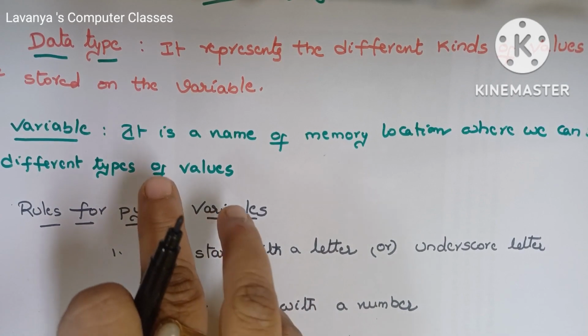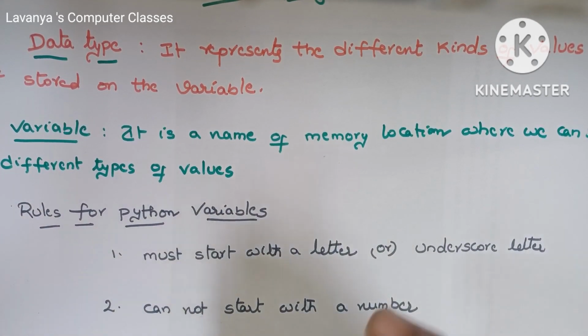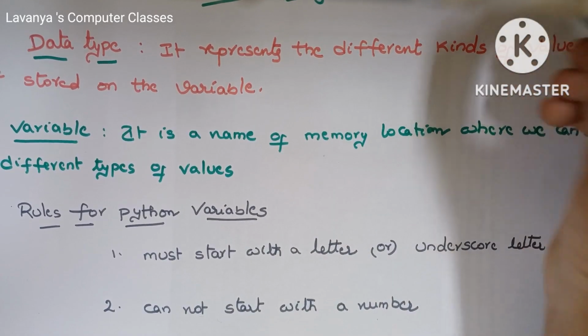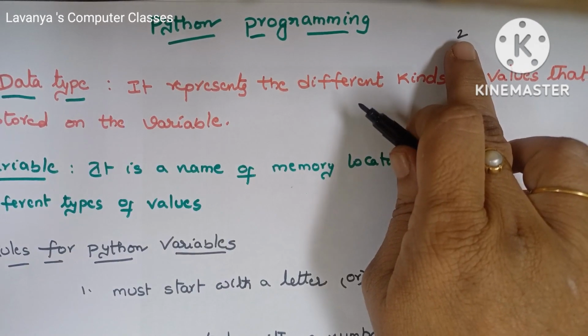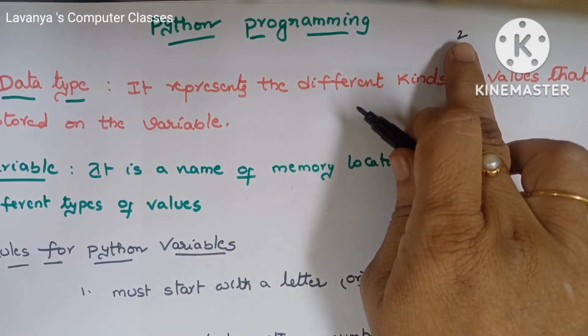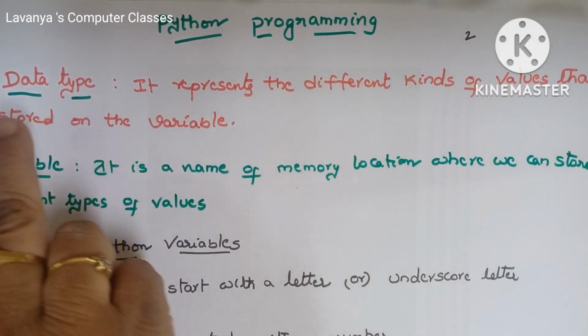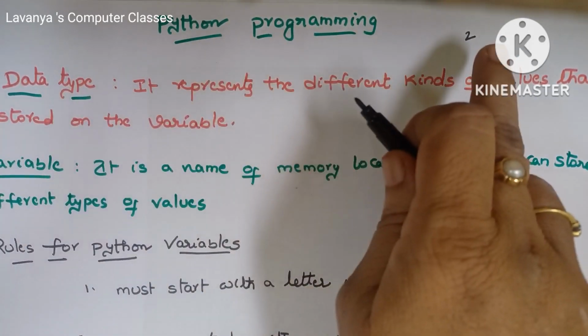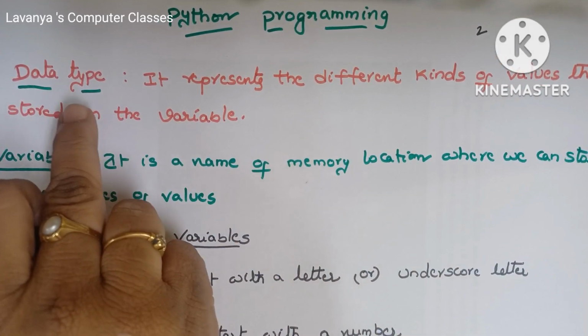What is a data type? It means the type of the data. Data means any information, any value. For example, we take 2. 2 is a value. Which type of value is it? Which type of data value is it? So what does data type mean? 2 is data, and what type of data it is, is explained by the data type.